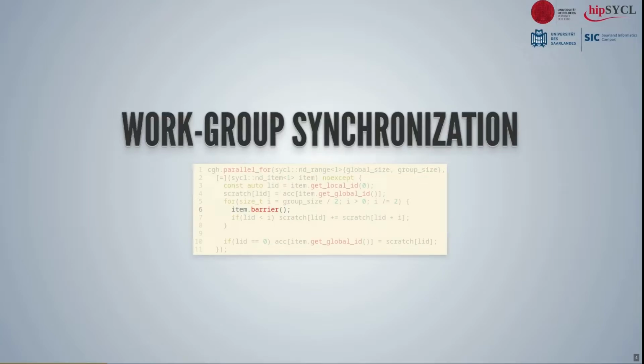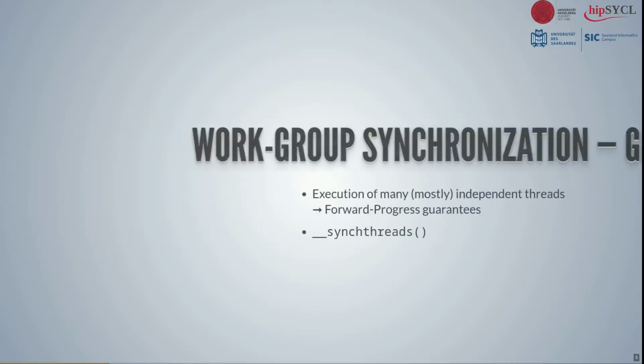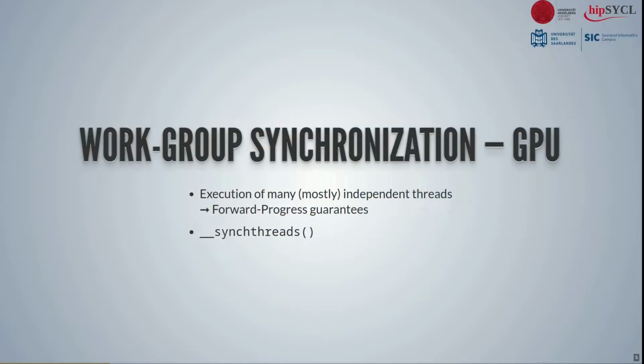The accesses to the local memory are ordered by the barrier. The barrier synchronizes all work items in a workgroup. Therefore, the semantics are: if one work item reaches the barrier, all work items have to reach it before execution of the kernel can continue. On GPUs, this can be implemented very efficiently.